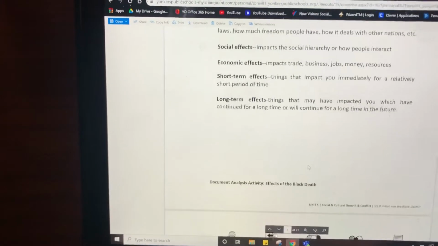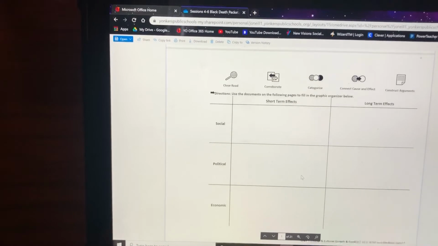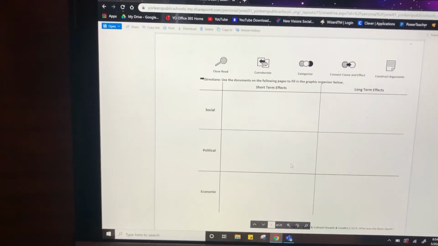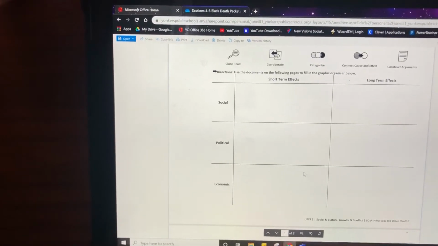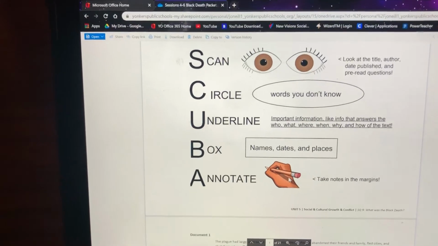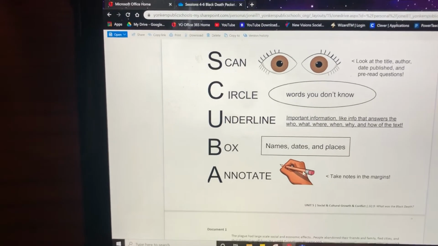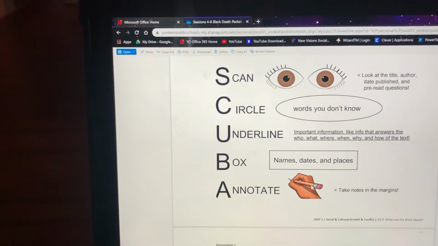So you're going to look at that vocabulary, and then you're going to take it to here. This is basically a graphic organizer to organize your thoughts as you go through this packet. We're going to use SCUBA, which we learned earlier in the year as our annotation strategy, and which we've been using: scan, circle, underline, box, annotate. I'm not going to explain it. We've gone over that a bunch of times.